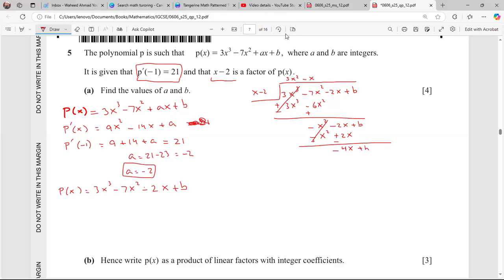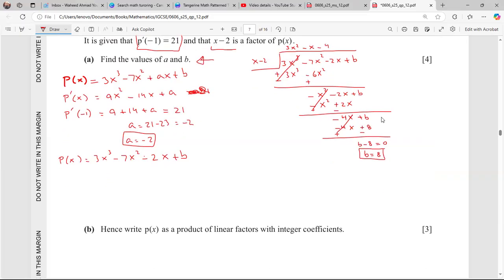plus b. And finally we will do minus 4. This is minus 4x and plus 8, and this cancels. So b minus 8 must be equal to 0 because it should divide completely. So it means b is equal to 8. These are the values of my a and b. This is part A of this problem.